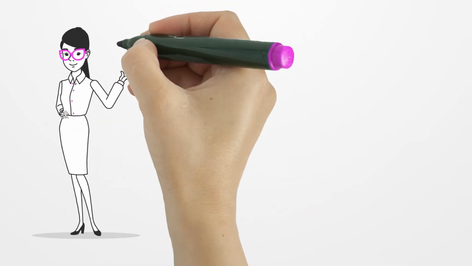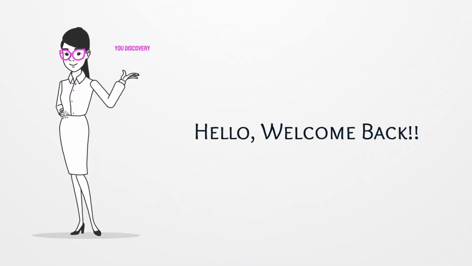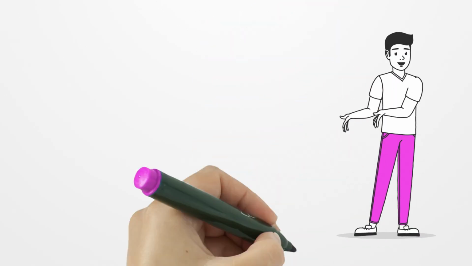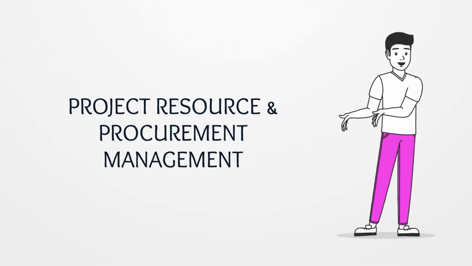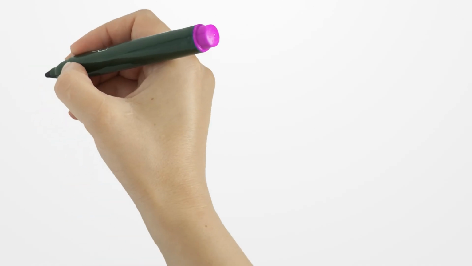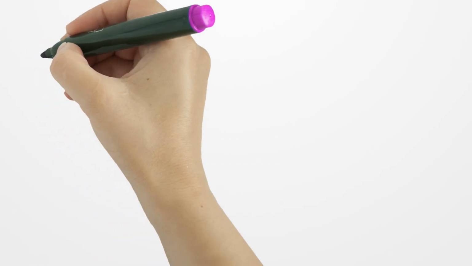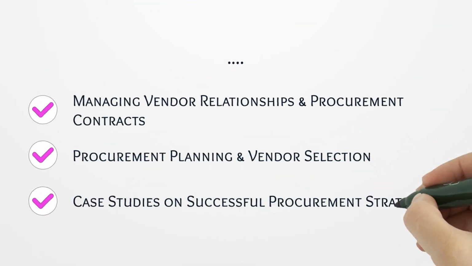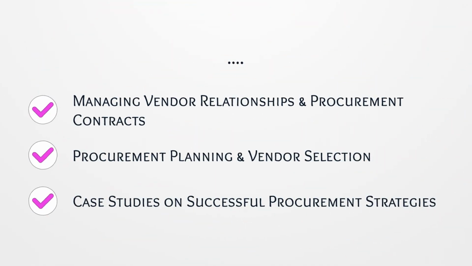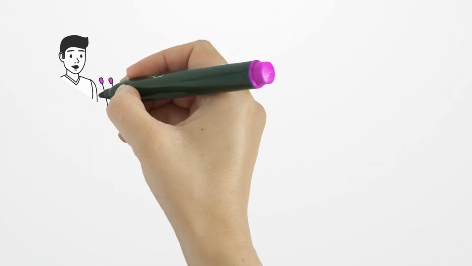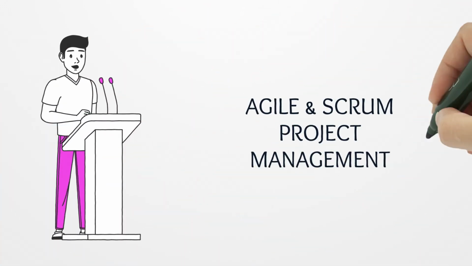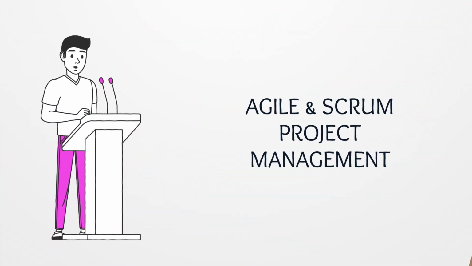Hello, welcome back. In the last class, we learned project resource and procurement management. We looked at human resource planning in projects, team formation and resource allocation, managing vendor relationships and procurement contracts, procurement planning and vendor selection, case studies on successful procurement strategies. In today's class, we will be learning Agile and Scrum project management.